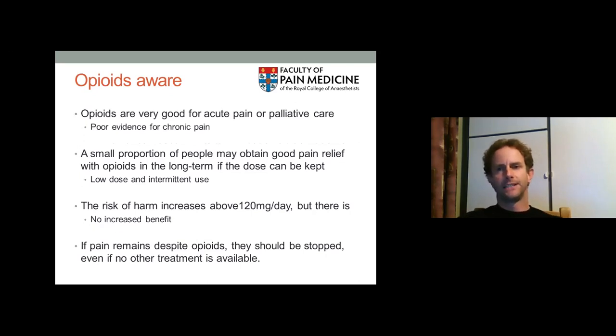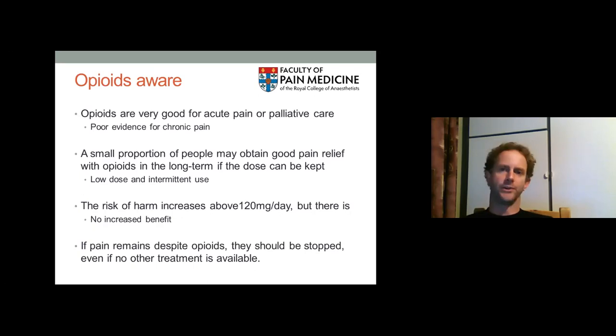The Faculty of Pain Medicine had a campaign going for a couple of years called Opioids Aware, which is worth knowing about because it could easily come up, and it's basically trying to get clinicians to reduce the amount of opioids that are used in the community. This has come about from the overuse of opioids in the US and Canada, which has led to a huge socioeconomic burden and a lot of avoidable deaths.